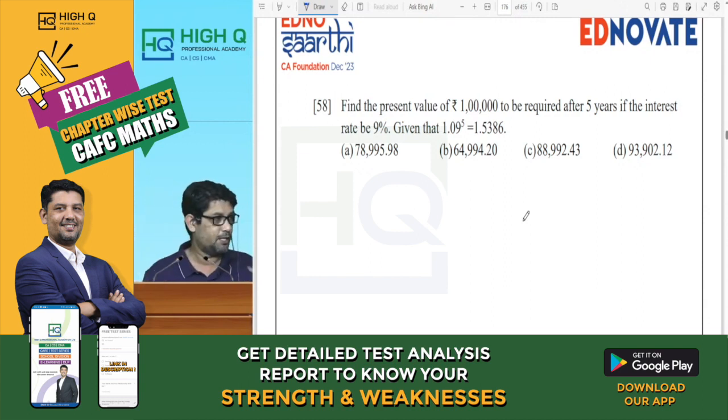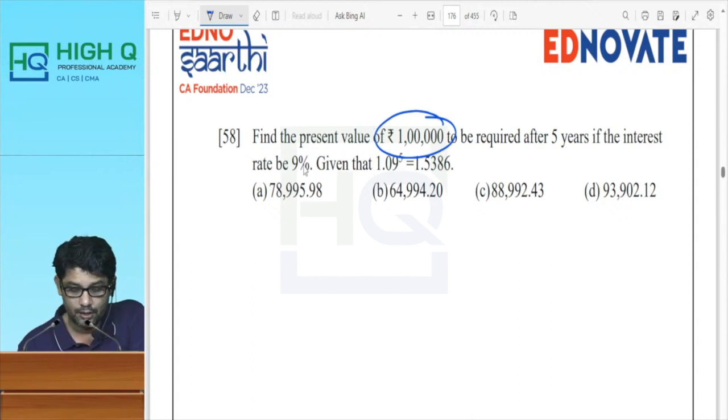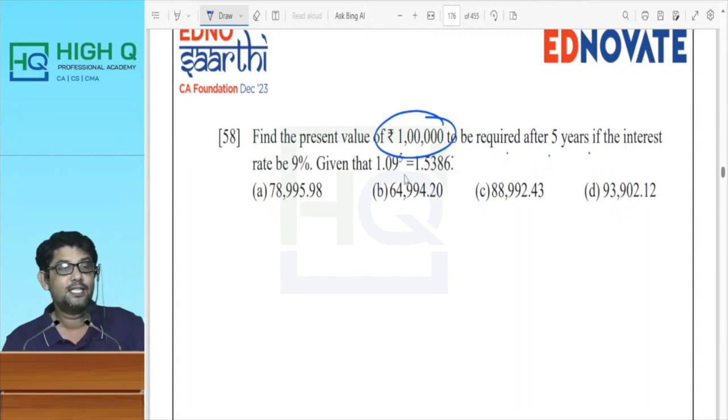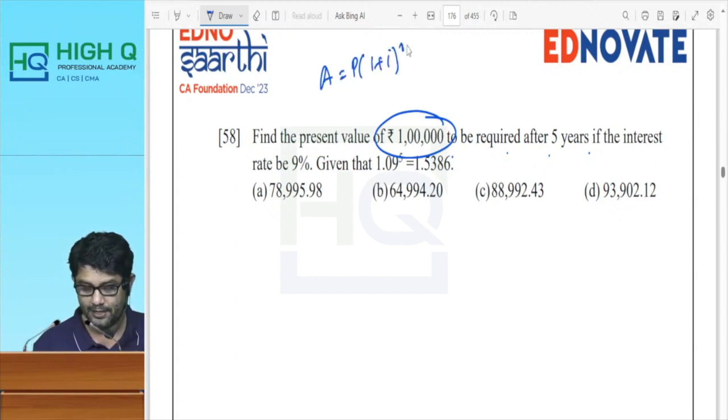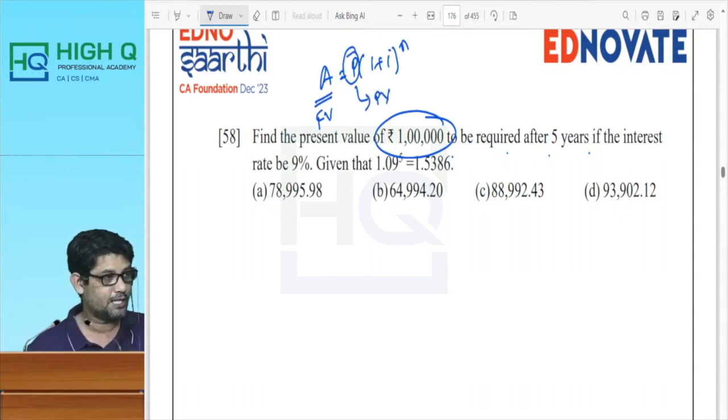So just let me tell you how to approach. In 15 seconds, how can we complete? Since the question is present value, 1 lakh's present value, 1 lakh is what to be required after 5 years if the interest is 9%, and this is not based on annuity. So compound interest formula: A is equal to P into (1 plus i) whole power n. This A is our future value. This P is our present value. They ask you to find out present value simply.